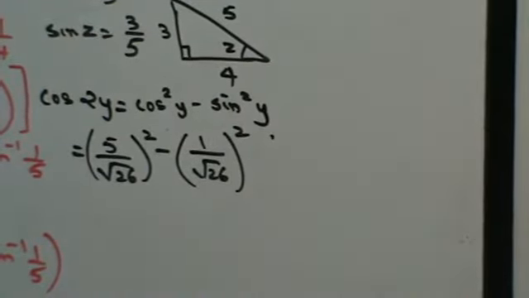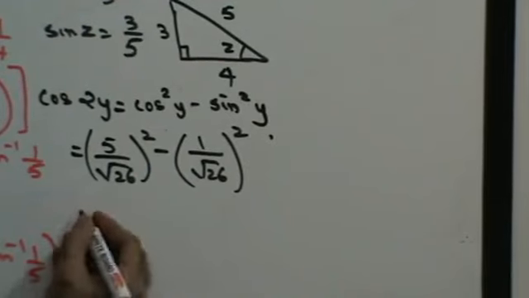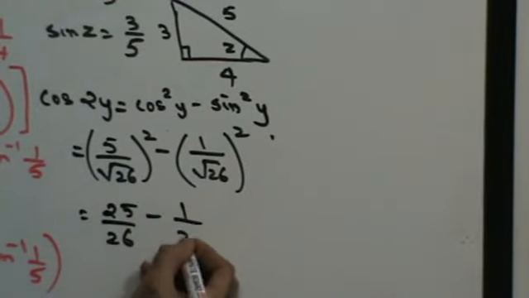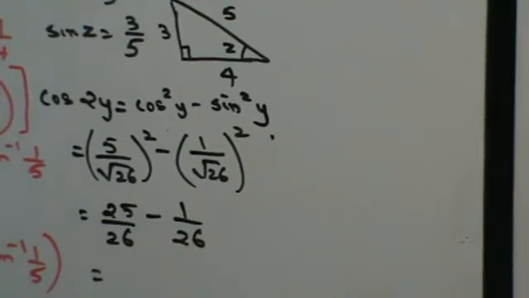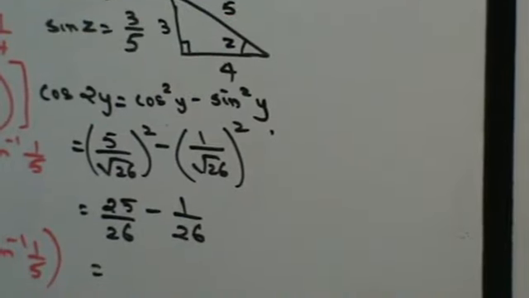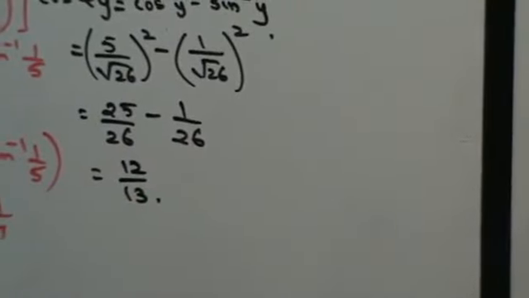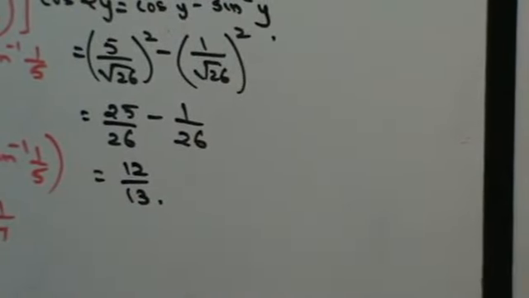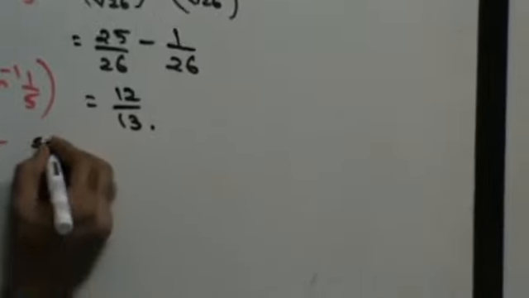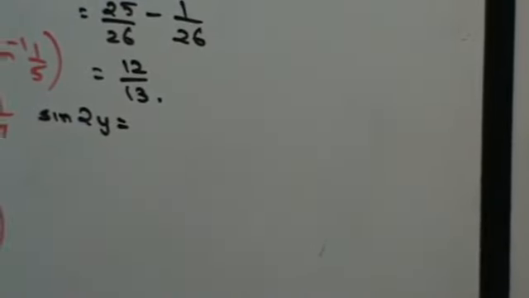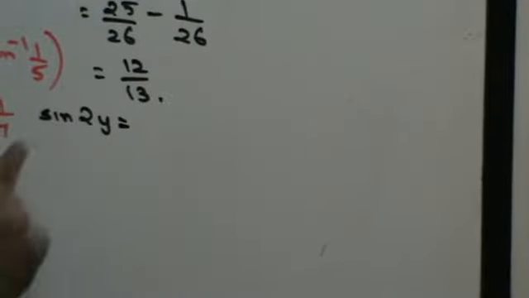Right? So in that case, this is going to be 25 by 26 minus 1 by 26. 24 by 26, which is going to be nothing but 12 by 13. I will also find out sine 2y. Sir, why are you finding this out? Just give me 2 minutes, I'll explain to you why I'm finding out. First, let me just find out the values.